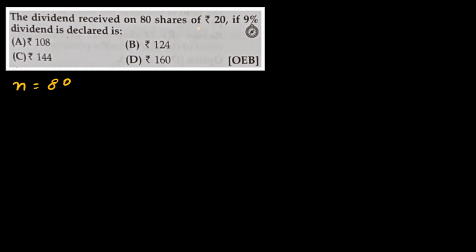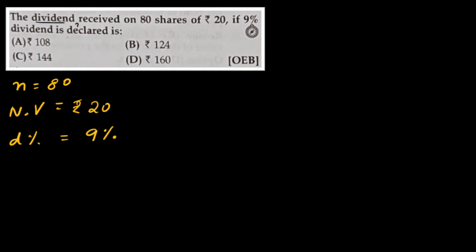Shares of rupees 20 means nominal value is given to us as 20 rupees. The dividend received on 80 shares, so number of shares is 80. Nominal value is rupees 20, 9% dividend, so dividend percent is given to us as 9%. Dividend received we have to find.